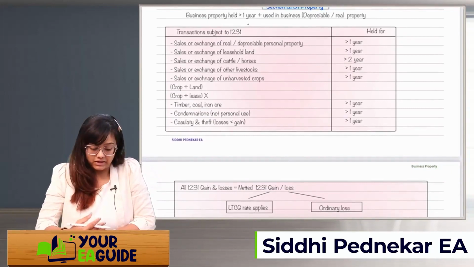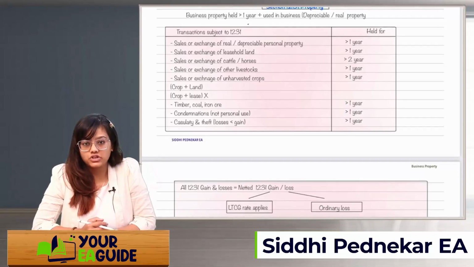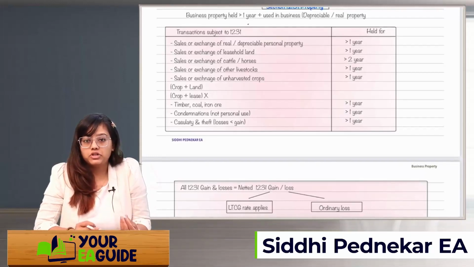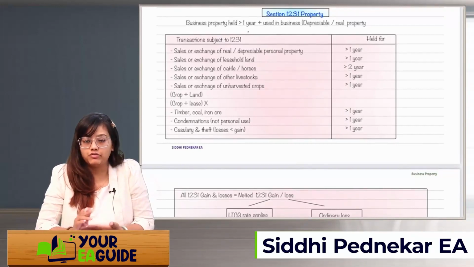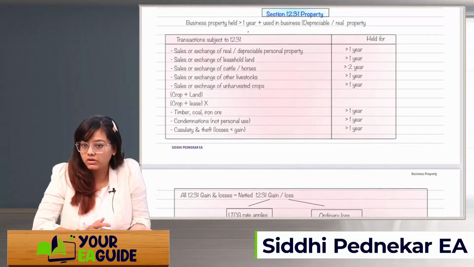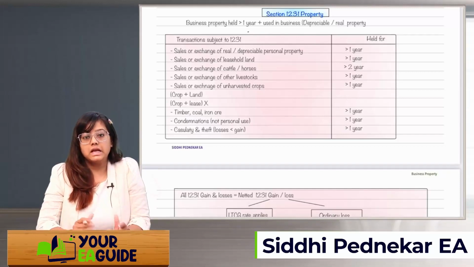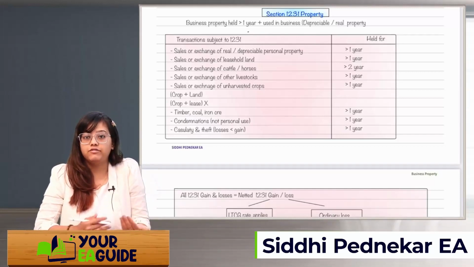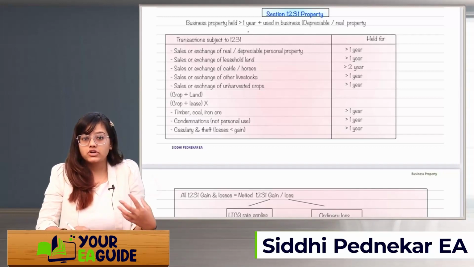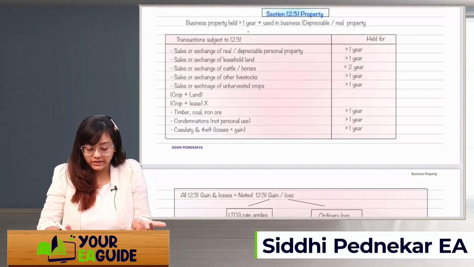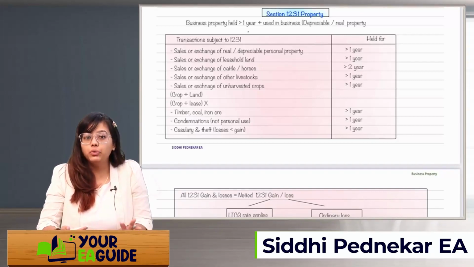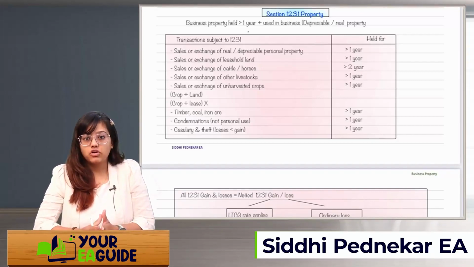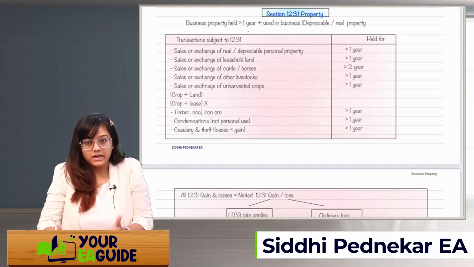For 1231, if any real or depreciable personal property is sold or exchanged, the criteria is 1 year. If it's held for 1 year, only then will it fall under section 1231. Next is sale or exchange of leasehold land. Its criteria is again 1 year. Next is sale or exchange of cattle and horses. If you have an agriculture or farm business, then it's 2 years. Sale or exchange of other livestock is 1 year again.